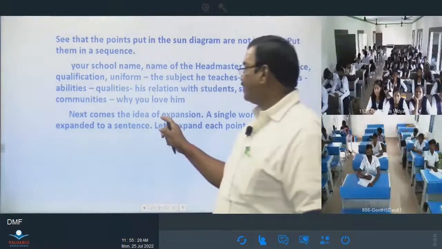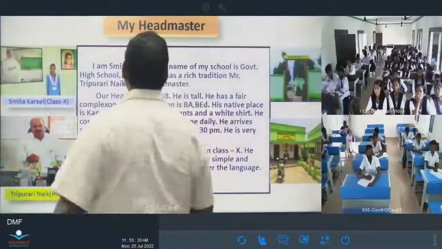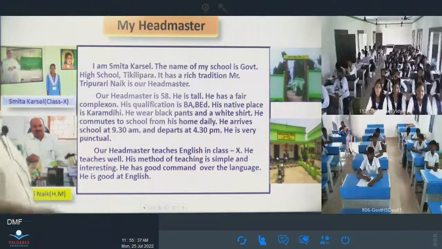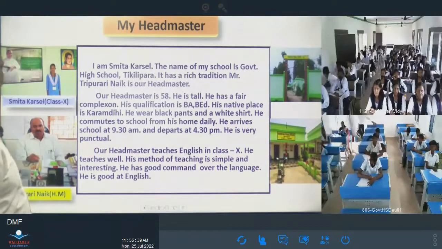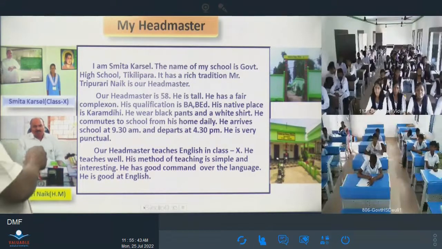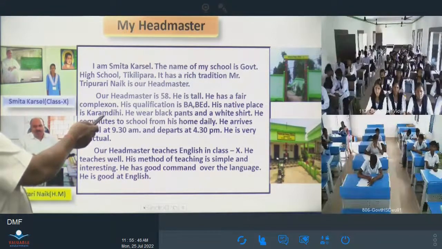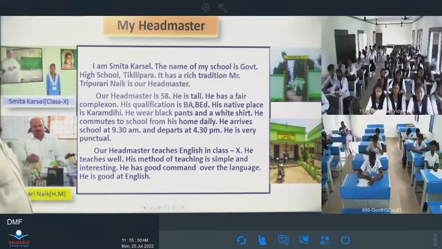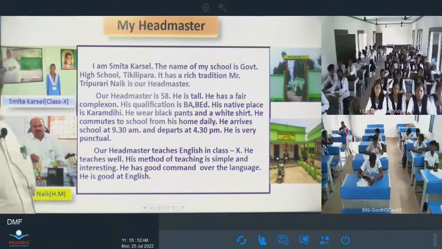Dear students, look here. We have taken Government High School Tiklipada as the school, and Mr. Tripura Naik as the headmaster. And who is writing the essay here? Here is Smita Kharsel, who is in class 10, reading there right now.